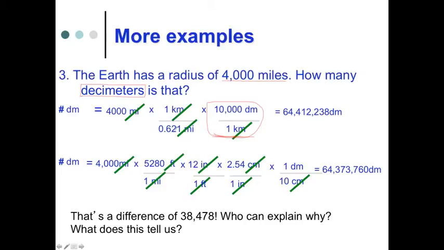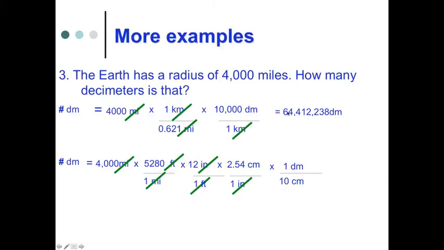For the purposes of this class, though, it's okay if your answers are slightly off. The key is that you have to show your work using the factor label method, because if you get this answer and I get this answer on my answer key, as long as you show your work and I know that you did it in a proper way with correct conversion equalities, you'll get credit.